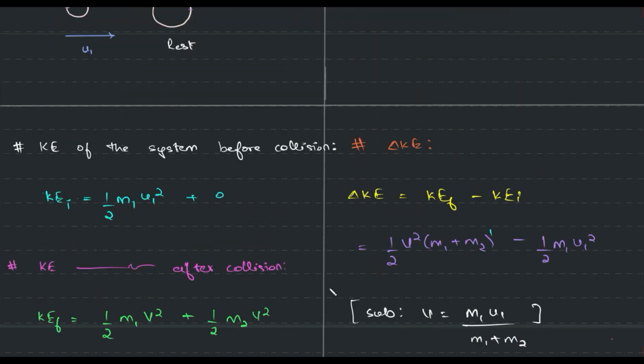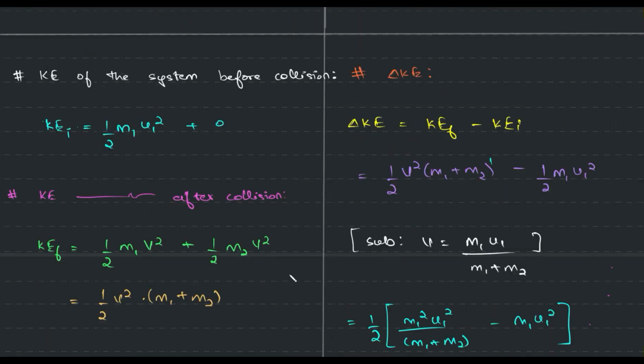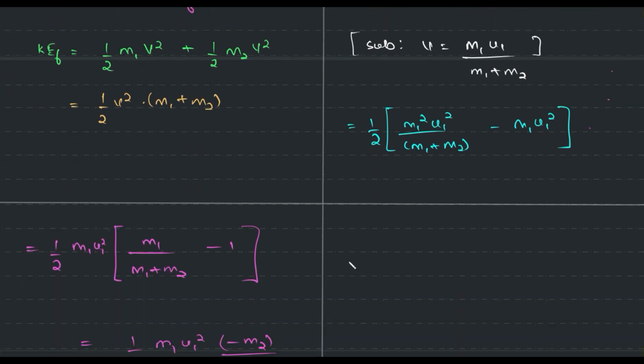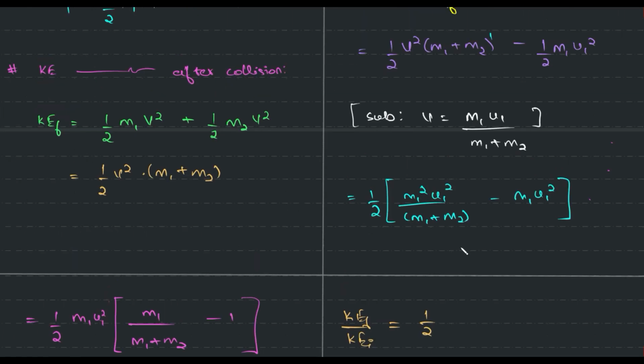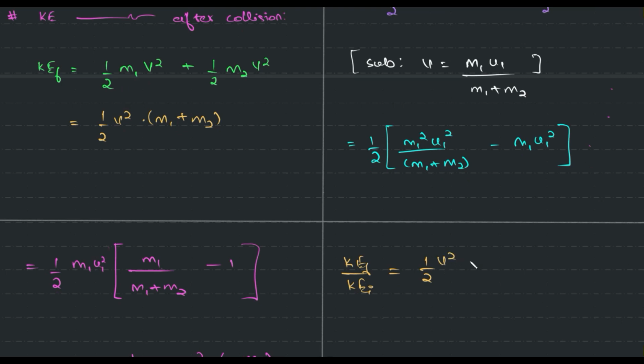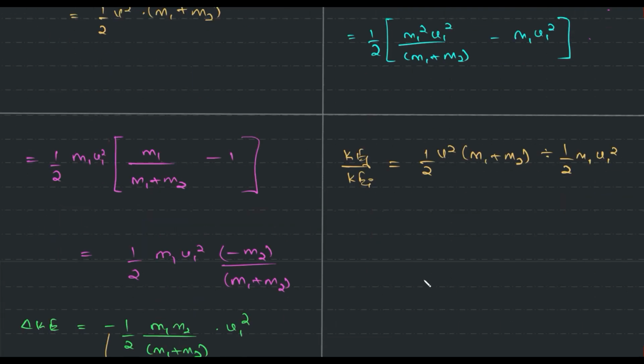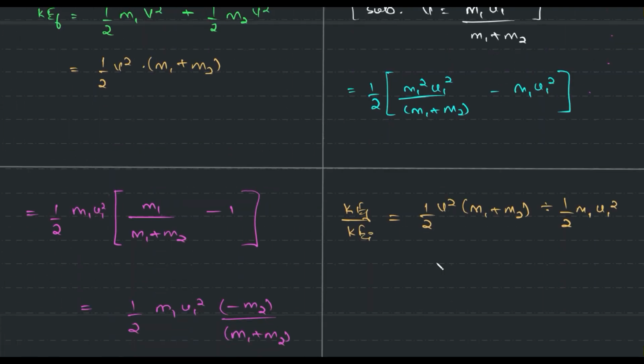Okay, so that's the whole point of inelastic collision. We also need to figure out in terms of ratio. So ratio, we can just go with Kf by Ki, I guess. So this will be half of v square times m1 plus m2, and in the denominator, we have half of m1 u1 square. And then again, we can substitute for v.